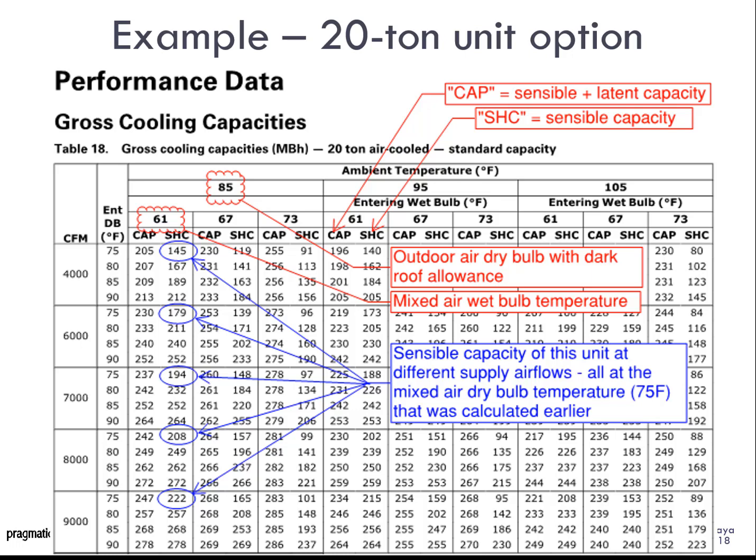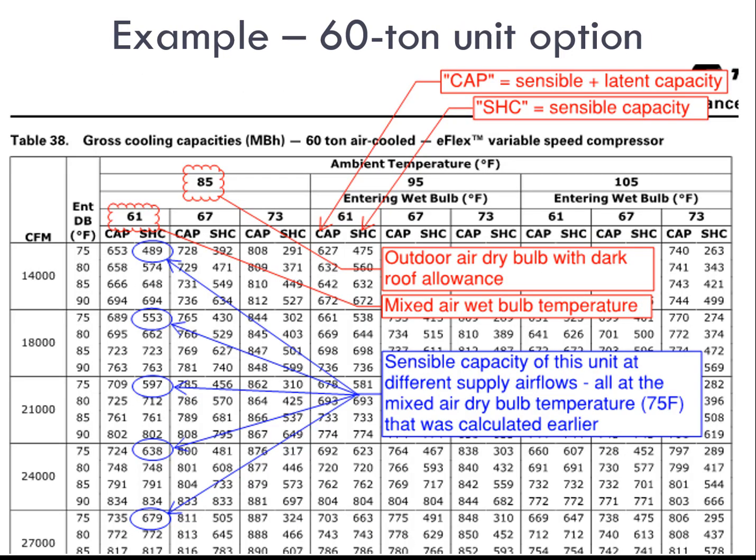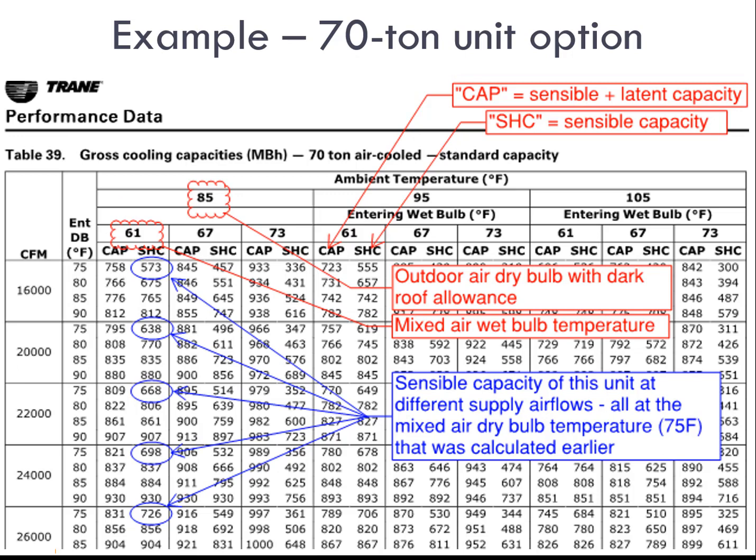So on the previous slide, I mentioned that once you find out that the 20-ton unit is too small, you would then move on to pages 93 and 94, where we are looking at 60 and 70-ton units. And I have those snapshots in the snapshot following the 20-ton unit. So this is the 60-ton unit option. And then the next slide shows the 70-ton unit option.